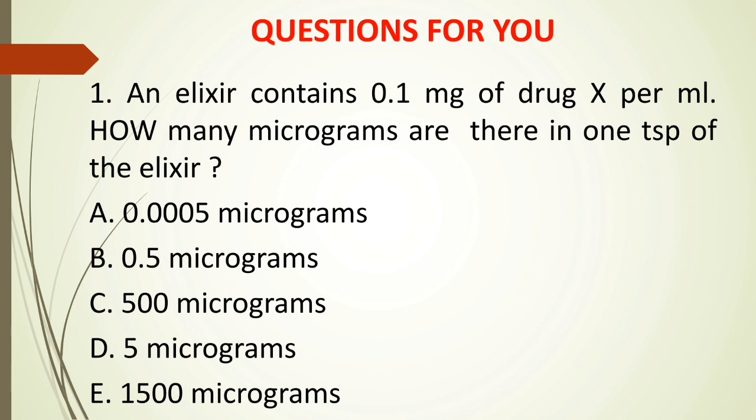First question: an elixir contains 0.1 milligram of drug X per ml. How many microgram are there in 1 teaspoon of the elixir? Option A, 0.0005 microgram. Option B, 0.5 microgram. Option C, 500 microgram. Option D, 5 microgram. And option E, 1500 microgram. So I said in the first question itself that you have to be conscious or aware of the unit that is given in the question and also in the answer. Accordingly, you have to find out the answer.